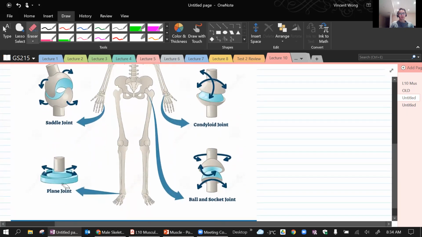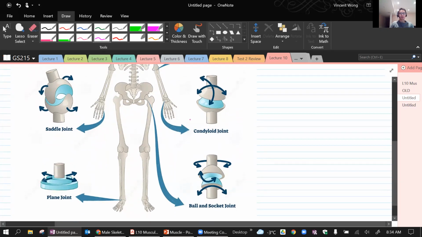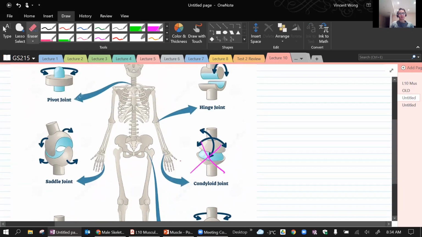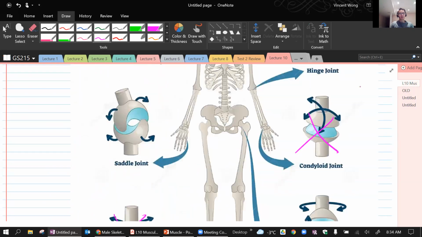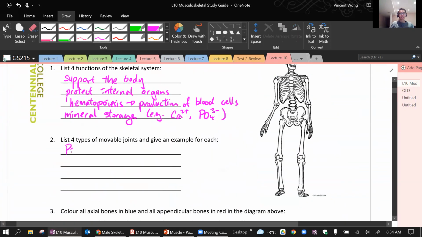And over here, we have the plane joint at the ankle position, and then the ball and socket. So I think in the lecture, I said that you don't have to know the condyle, and you don't have to know the plane joint. We're just going to make sure that we know the other 4. So I'm going to put it in for you. Okay, first one is pivot. The example is atlas, which is C1, and axis, which is C2. So it allows you to turn your head side to side. And that's a pivot joint.